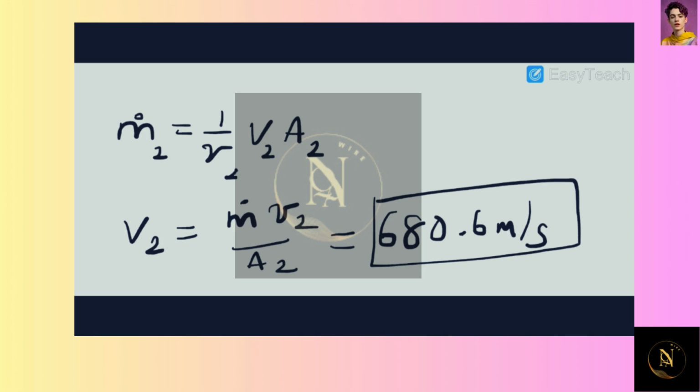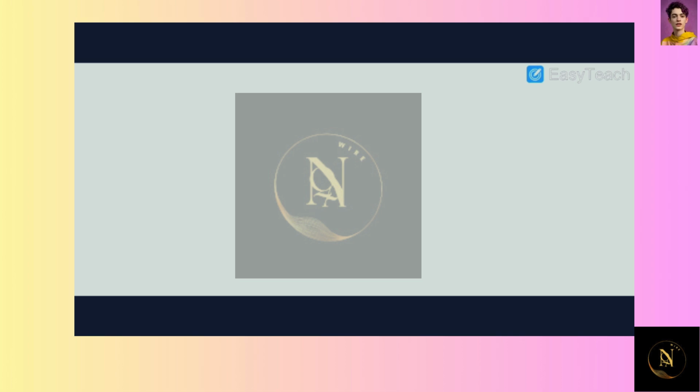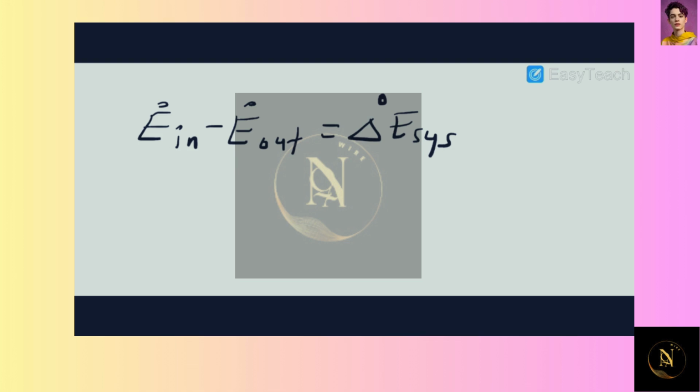Lastly, we're asked to solve for the power output of this turbine. So what we can do is do an energy balance and say that the energy coming in minus the energy leaving the system is equal to the total change in energy of the system. Now, we are operating at steady state conditions, so the total change in energy of the system is equal to 0. Therefore, the energy coming in is equal to the energy leaving.